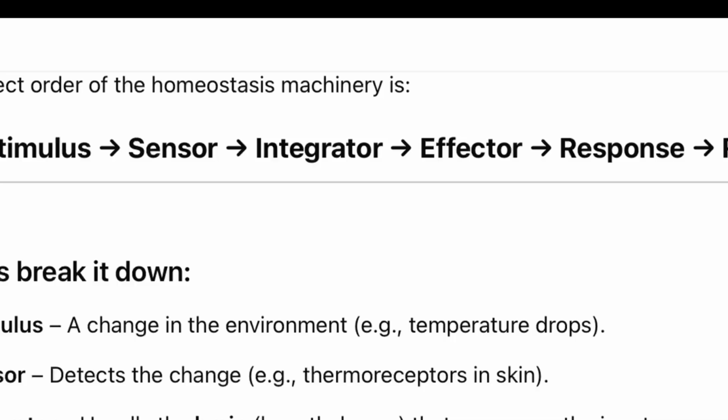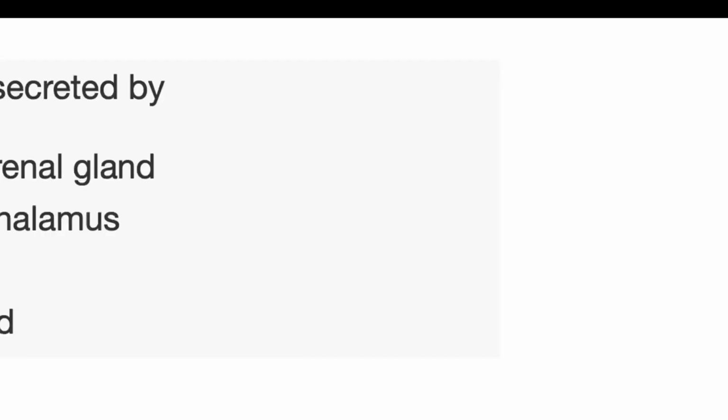I hope it is clear to everyone in the class. This was an easy concept to understand. Homeostatic machinery and what is the correct order of it. If yes, then let me know in the chat box and we'll proceed with the next question. Yes, very good. Moving on to the next question, question number 9.